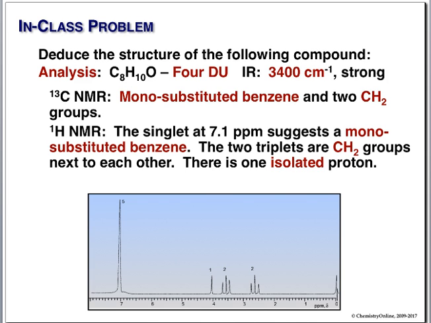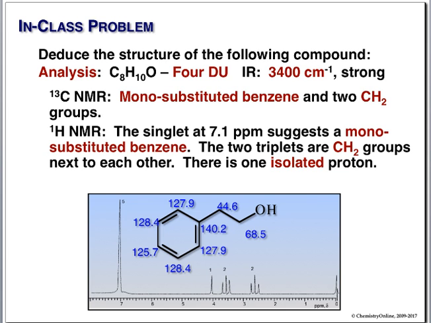IR shows a big honking peak at 3,400. So what is it? It's an alcohol. And you see how you can use the IR, the C13, and the NMR, take the easy stuff out of each of them, and make a simple spectrum, make a structure. All right, so what we have here, monosub benzene, 2 CH2s next to each other. This guy is shifted up here. It's this one because it's next to the oxygen. These are the C13 shifts, and here's our OH.